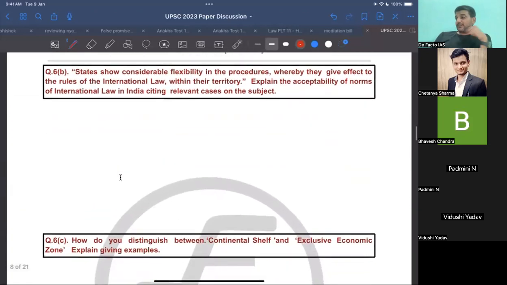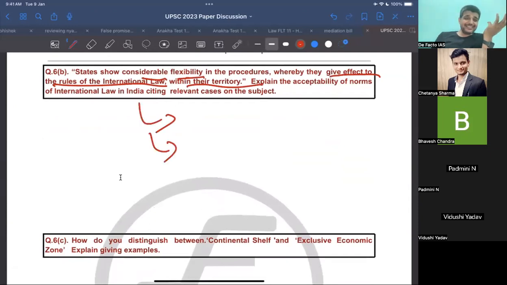Chaliye. Now let's come to question number 6B. It states considerable flexibility in procedure whereby giving effect to the rules of international law. What a dangerous question this is. Basically it asks about monism and dualism. Okay, you have to write that international law seems like weak law unless it is applied by the state legislation. There are two groups of views.